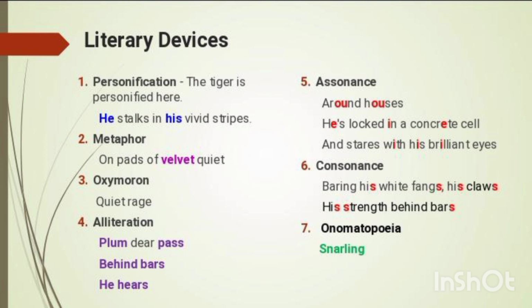The last literary device used is onomatopoeia. Onomatopoeia means sound words. In the first line of the third stanza, snarling is an onomatopoeia. These are some of the literary devices used in the poem.